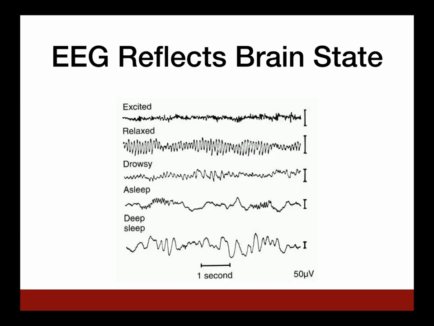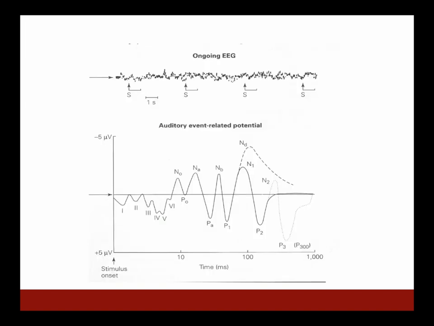EEG has been found to represent or reflect different human brain states. So whether you're excited, relaxed, drowsy, asleep, which so far no one is, that's always a good thing, or in deep sleep. And I used to have coma on here, which looks even slower than this. And unlike fMRI, there is no EEG of a dead salmon, so there is that sort of benefit.